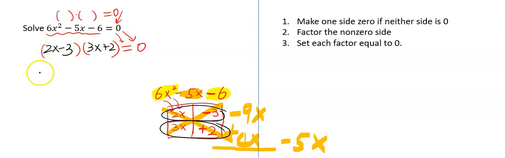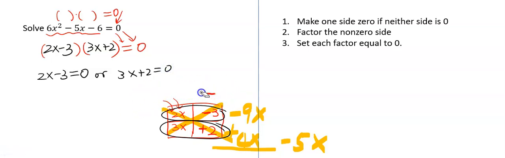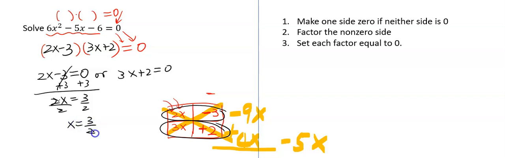Okay, so now we can set each parenthesis, each factor, equal to 0. And in order to get x by itself, we're going to have to do reversed operations. So add 3 and then divide by 2. That gives us one solution, 3/2. Now for the second equation, we have to subtract 2. We got 0 minus negative 2, it's negative 2. And divide by 3. That gives us another solution, which is negative 2/3.